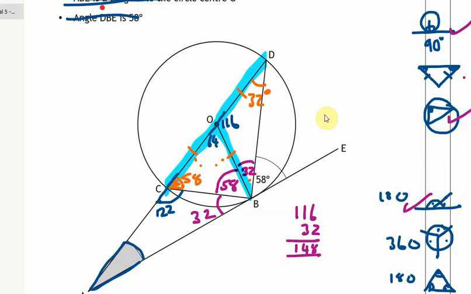So to get this angle in here, I just say, well, 180 degrees in a triangle, so 122 plus the 32 is going to give me 154. So it means that the angle in here is 180 minus 154. So that's going to give me 26 degrees. Okay. So that was me literally chasing every single angle on there.